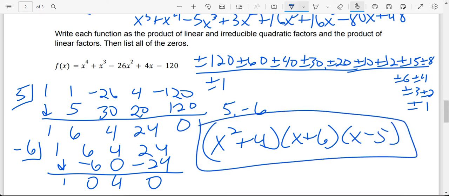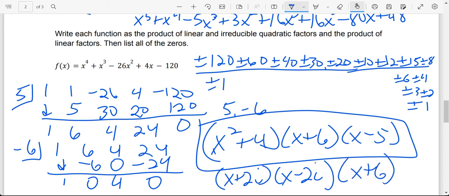And if we were doing the linear factors part, like it said, your factors of x squared plus a number will be x plus 2i and x minus 2i. If you have trouble seeing that, what I would recommend you do is set x squared plus 4 equal to 0 and isolate x. That should help you out.